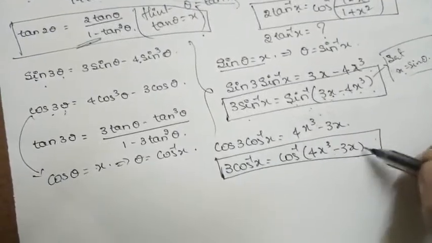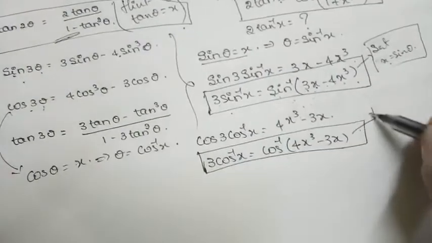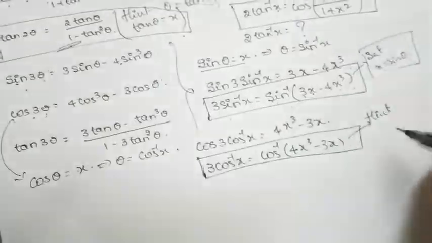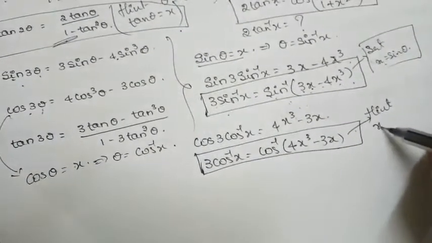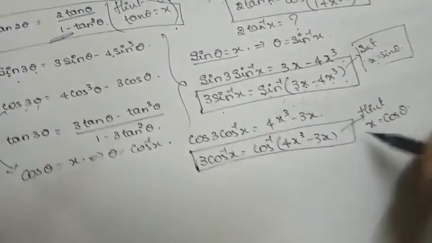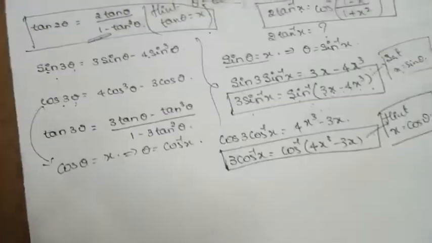So suppose if you need to prove this one, what is the hint? You can try it by yourself. By taking x is equal to cos theta, you can prove this identity.